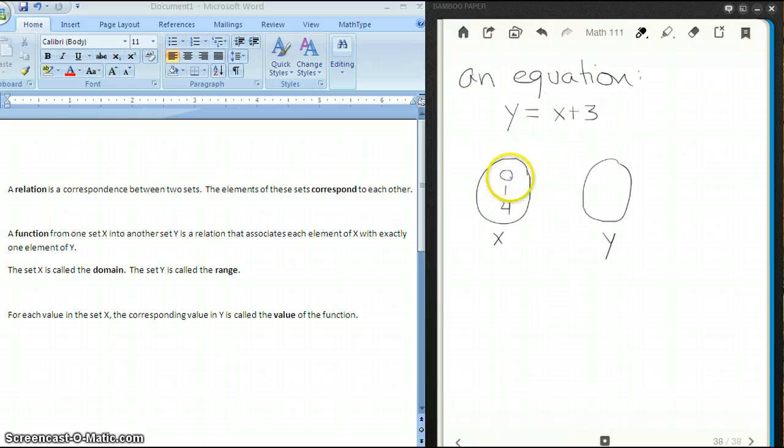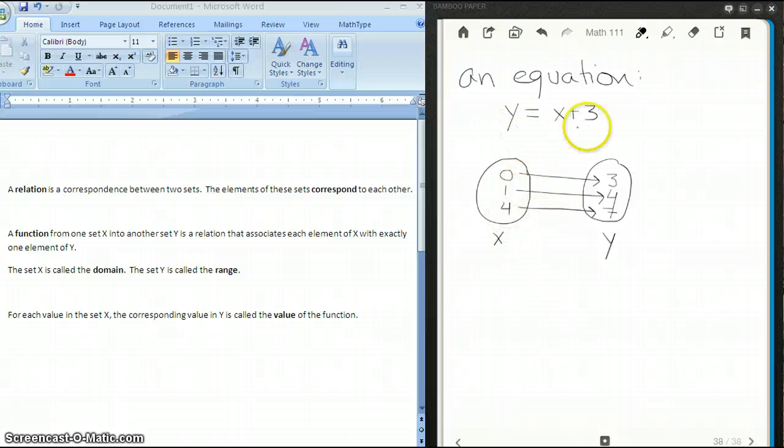Using this equation to show the relation between these two sets, if I say that x is 0, then y has to go to what? Under the equation, if x is 0, I put a 0 where x is. Y is defined to be, you take x and you add 3. So y would have to be 3. If x is 1, then y has to be 1 plus 3, which is 4, and that's what 1 corresponds to. If x is 4, y has to be 4 plus 3, which is 7. So 4 corresponds to 7. Okay, so this is a relation. This is the mapping right here at the bottom. That's another way to show a relation.